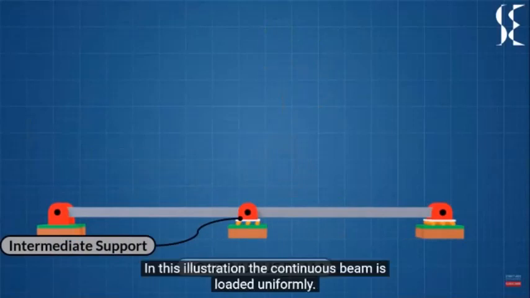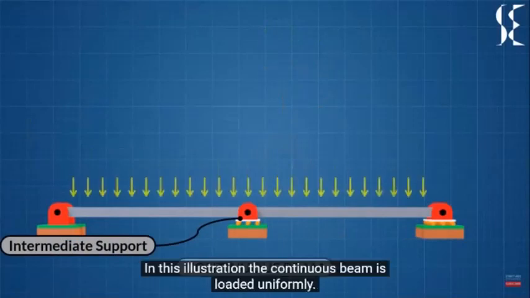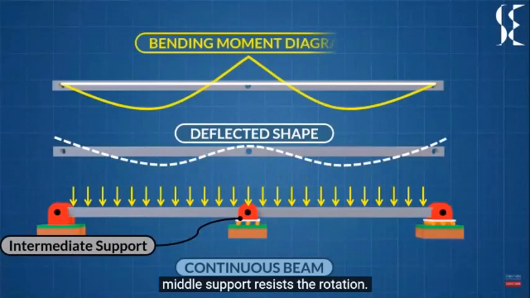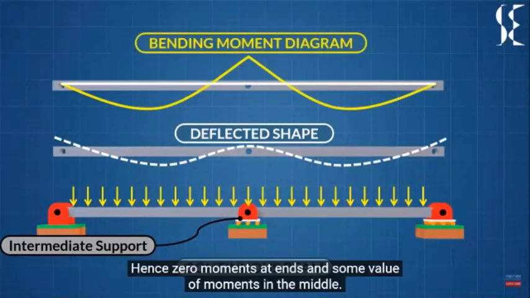In this illustration, the continuous beam is loaded uniformly. Dashed lines show the deflected shape of the beam where end support allow rotation but middle support resists the rotation, and zero moment at the ends and some value of moment in the middle.